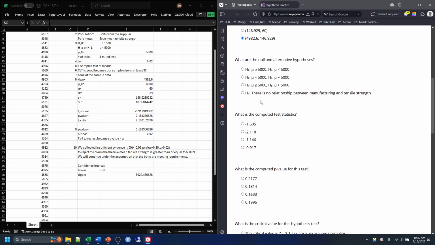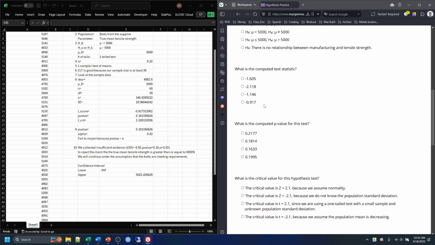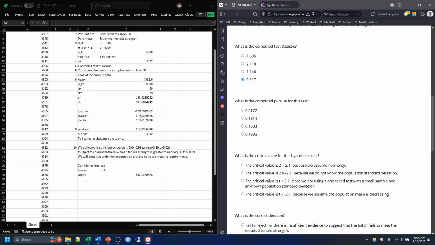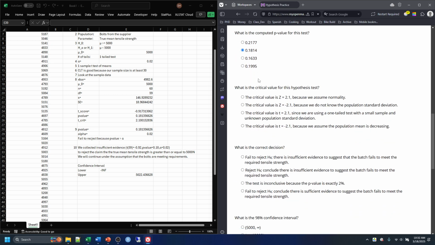Perfect. Okay, what's the null and the alternative hypothesis? Well, we want to be less than, and so we have that the mean is less than. Okay, what is our test statistic? Our test statistic that we calculated was negative 0.197. What's the computed p-value? All right, let's go down to our p-value, 0.18. There we go.